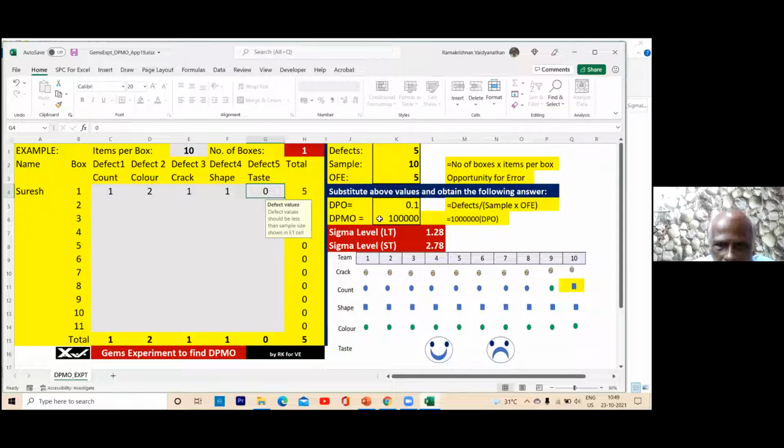Once DPMO is obtained, then this is nothing but sigma level, long term and short term. This we will teach you separately. This can be obtained from the standard normal distribution table.